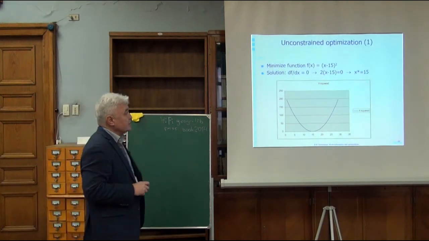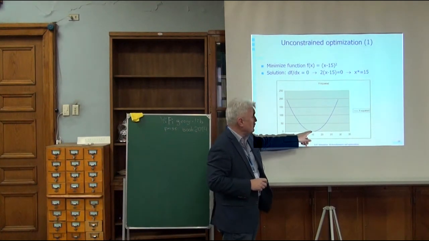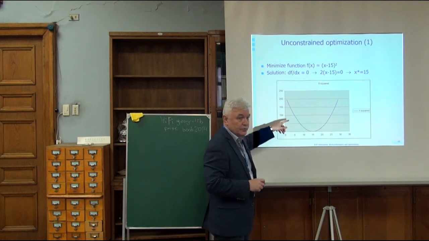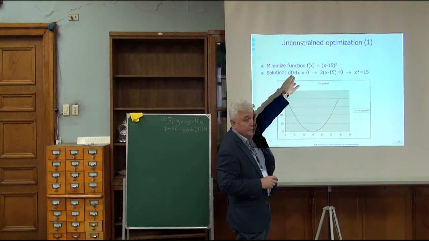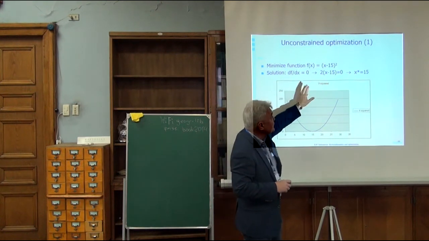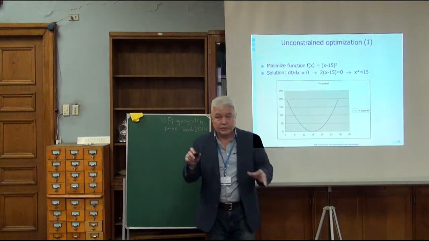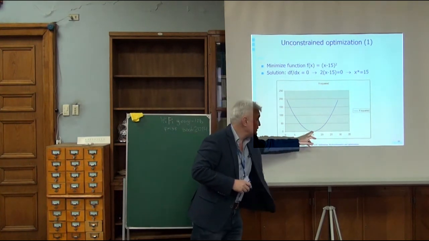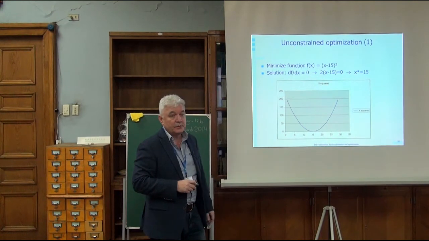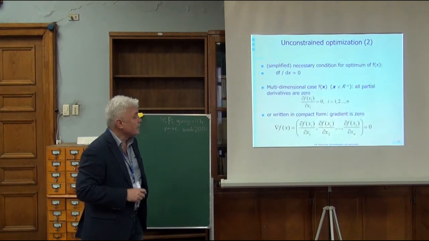Okay, a couple of words about classical optimization. So what do you do here? How to find this minimum? You don't have this curve, of course. You have only the formula. You find the derivative of this function, because if it's analytically known and differentiable, you can find the derivatives, and then you solve this equation. In this case, the value is 15. This is the value that gives you the minimum.